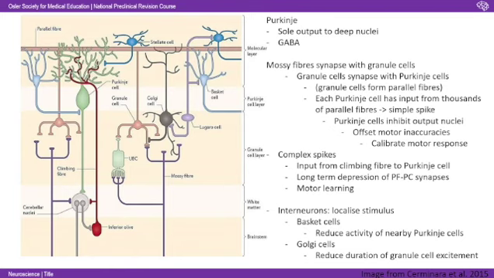That sounds slightly confusing, but if you look in the diagram, we've got the purple mossy fibers linking to granule cells. Granule cells are those parallel fibers with the 2 lines across the top, and they're then synapsing with Purkinje cells. Each Purkinje cell has input from thousands of parallel fibers, and it takes input from an awful lot of these parallel fibers to form a simple spike. That simple spike causes a Purkinje cell to signal. It's GABAergic, so this is an inhibitory signal which inhibits output nuclei. What that does is it offsets motor inaccuracies, thereby calibrating the motor response.